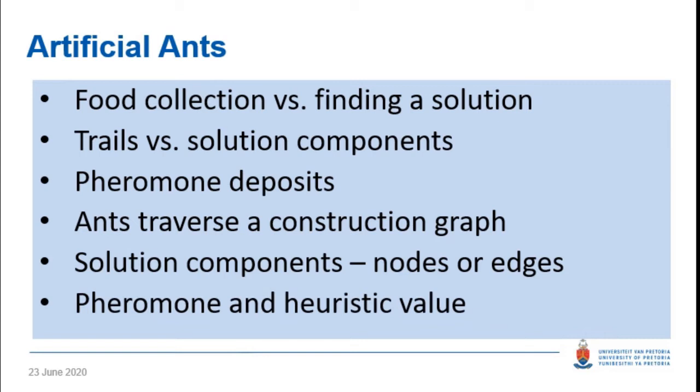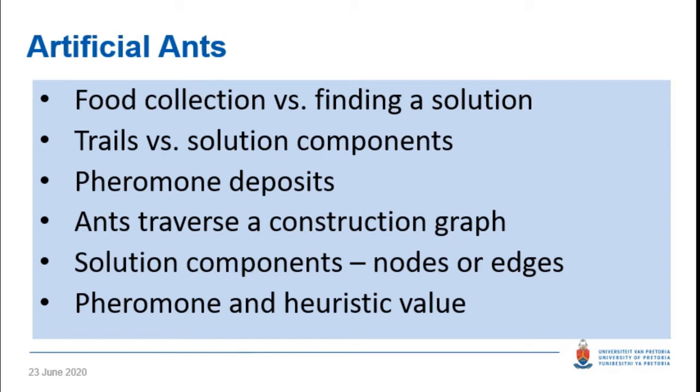Each edge of the graph has two values: the one value is the pheromone value, and the second value is a heuristic value. Now that heuristic value is problem dependent. Both these values are actually used when constructing solutions. When the ants construct solutions, they use a probability rule to decide which solution component to select, and both these values are used in that rule.